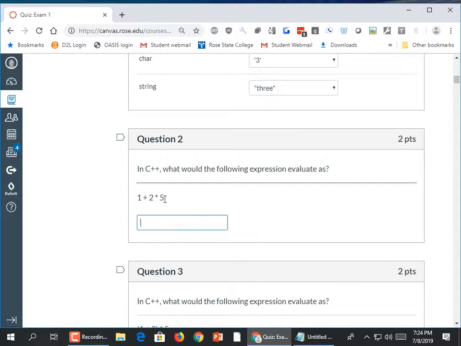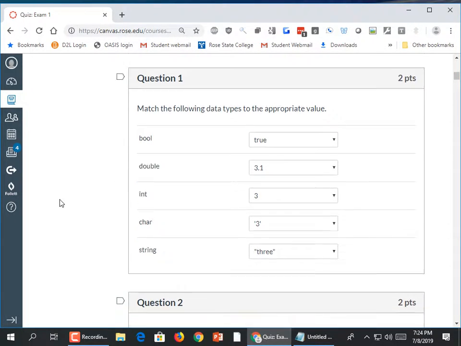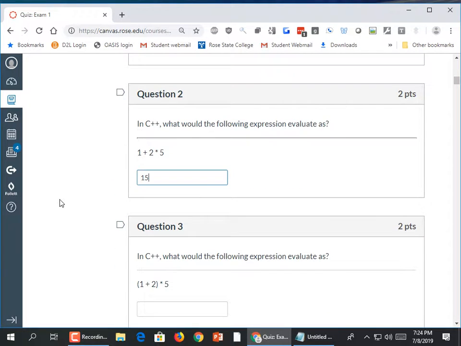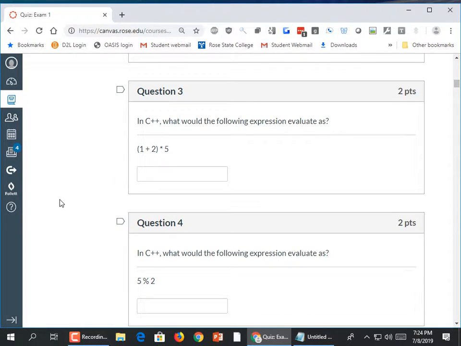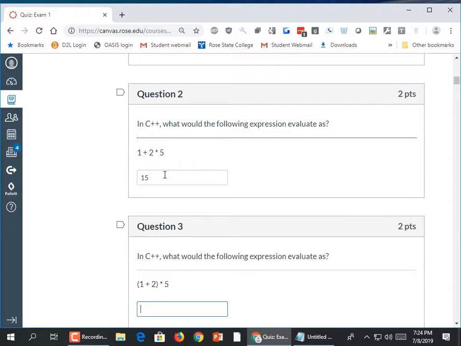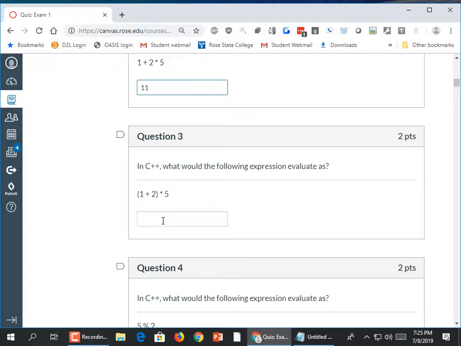What would this expression evaluate as? Nobody missed this. All right, we're doing the review, so we just started. Go ahead and hop in. So 1 plus 2 times 5, well 2 times 5 is 10, plus 1 is 11. Here we do the thing in the parentheses first, so 3 times 5 is 15.